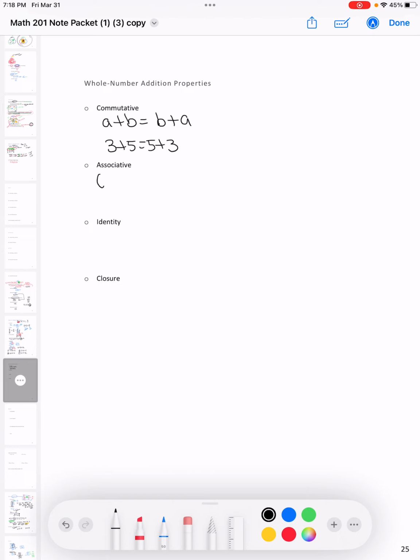Associative deals with who we associate with. So right now my expression here, 3 plus 2 are associating together. I'm going to keep them in the same order. Notice it's still 3, 2, 6, 3, 2, 6. But now I'm going to make 2 associate with 6. So I'm changing what's inside the parentheses.